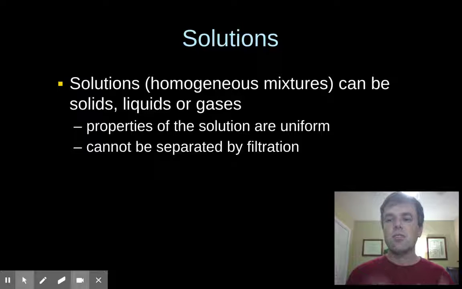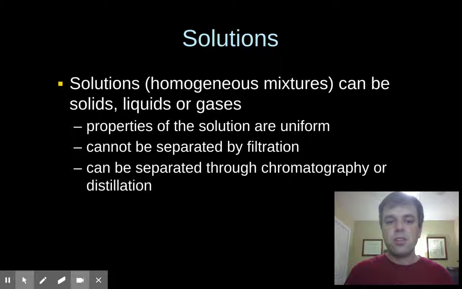If you take a solution, like for instance sodium chloride and water, salt water, and you pour it through filter paper, it will not separate that solution. In order to separate it, you're going to need to use chromatography or distillation. And we will talk about those two techniques tomorrow.